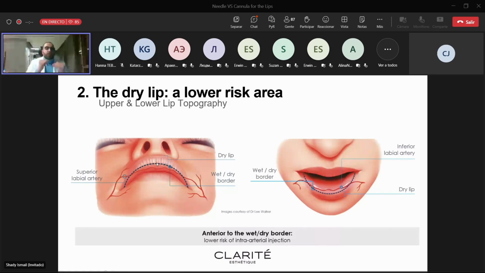So mainly while I'm injecting, these are just small tips and tricks. I never cross the wet-dry border, and I inject superficially. When I inject, I choose the right tool and the right product, so you are safe.